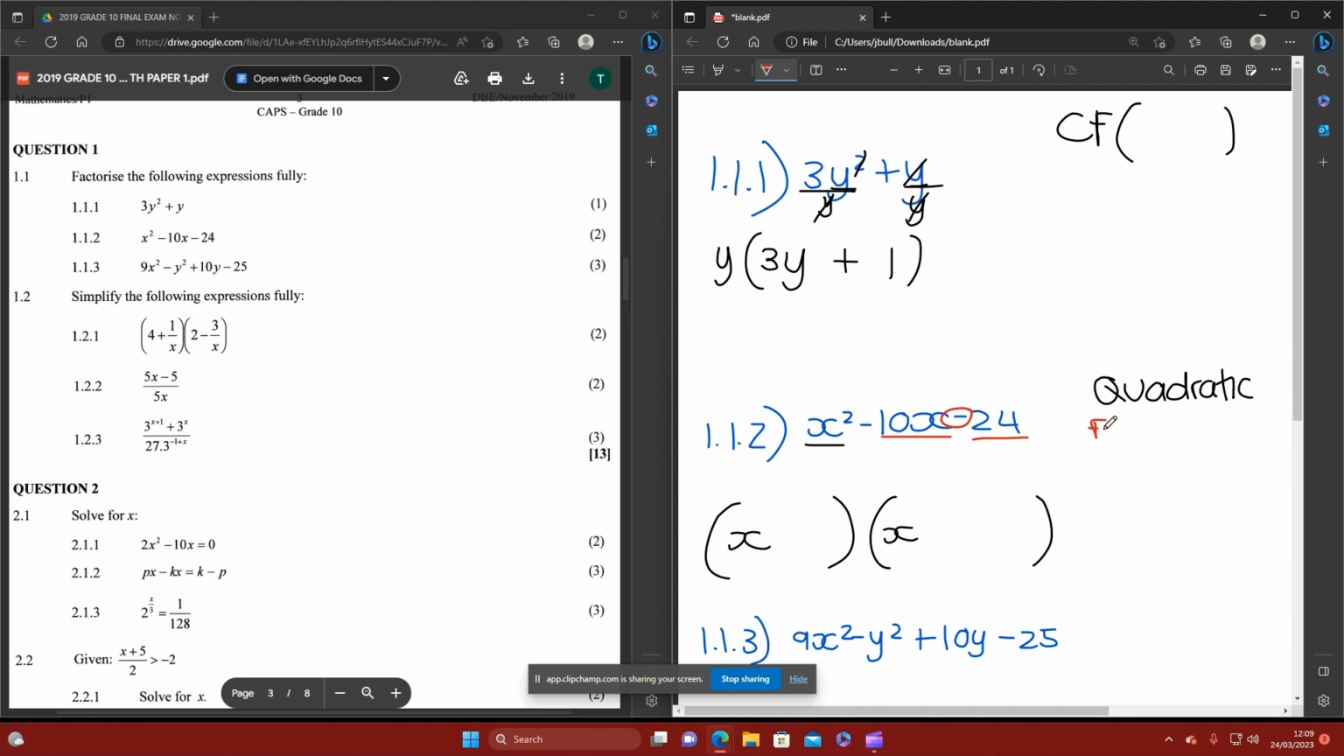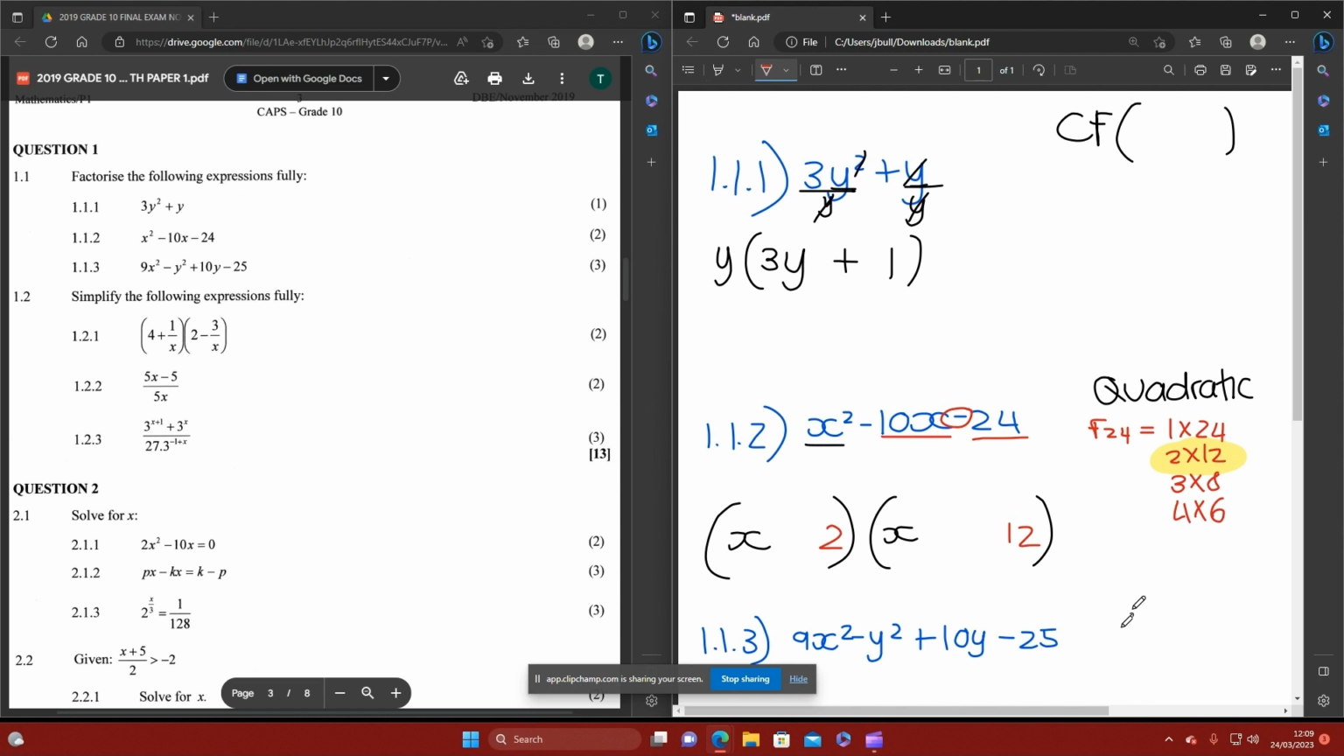So what we do is we list our factors of 24. So factors of 24, we could go 1 times 24, 2 times 12, 3 times 8, 4 times 6. So we list them like that, and then we check which one of those have a difference of 10. So if we look at these two, 12 take away 2 gives me 10. So those are the ones that I'm going to use. You just put those factors in here, so we can say 2 and 12.